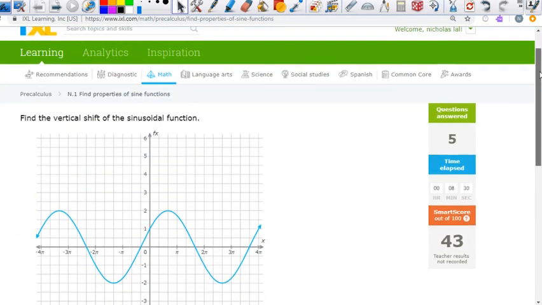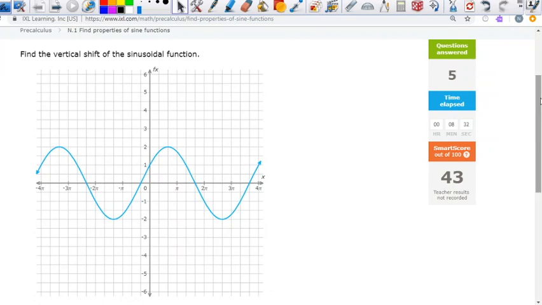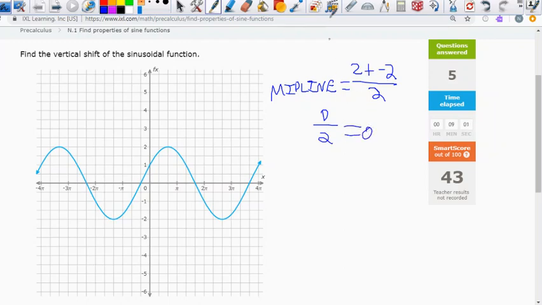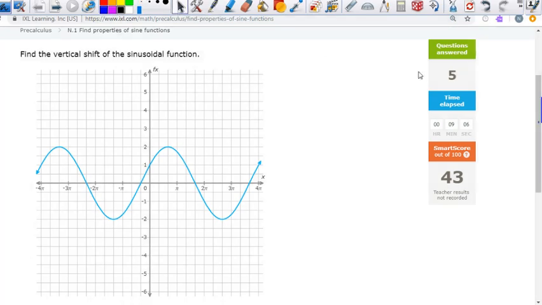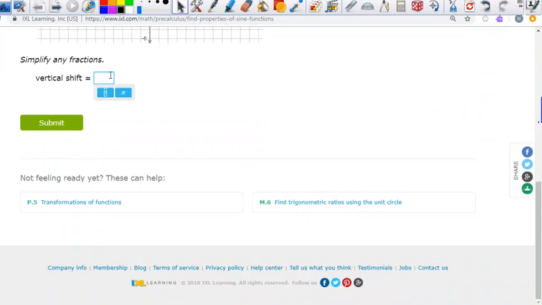Find the vertical shift of the sinusoidal function. The vertical shift is the value of the midline. Our midline is going to be the average of the maximum and the minimum. That's 2 plus negative 2 over 2, which is 0 over 2, which is equal to 0. So we have no vertical shift because the midline has not changed. The midline is still at the x-axis. So I have a vertical shift of 0.